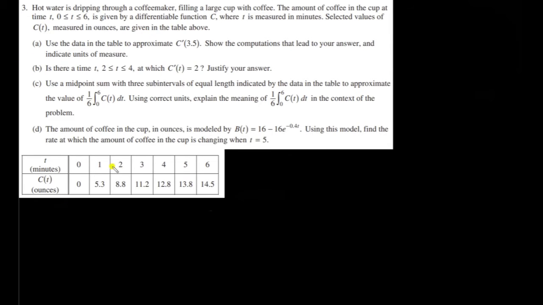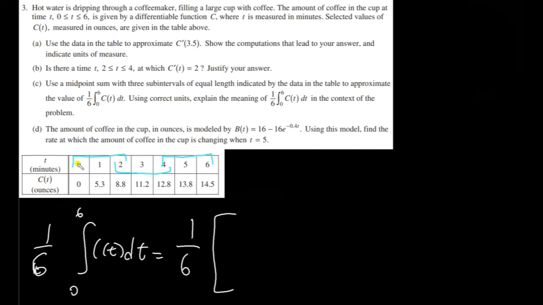Okay, so 1/6 times the definite integral from 0 to 6 of c of t dt. We're talking about 3 subintervals of equal length in the table. So we have from 0 to 6, and the 3 subintervals are going to go from 0 to 2, 2 to 4, and 4 to 6. Those are the 3 equal subintervals. And since this is a midpoint sum, for this first subinterval from 0 to 2, we're going to subtract the 2 t values.